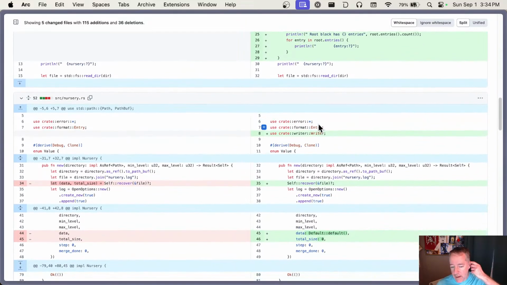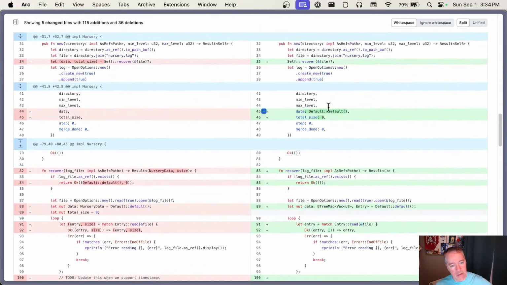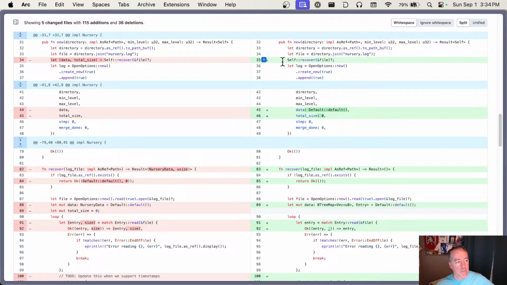So going down here into the nursery file, we did this recovery, but now we're not actually returning the data because that does not go back into the nursery.